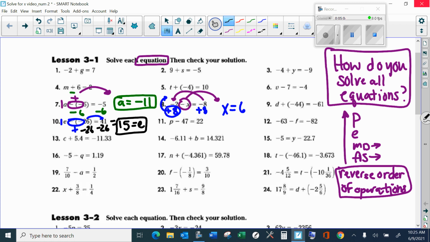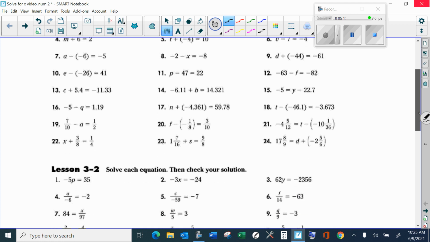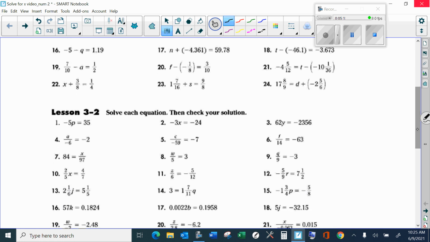Okay, let's see. I'm going to erase all this now. That's the nice thing with the video. You can always rewind it and go back to catch anything you missed. We're going to write down... Now we're going to look at this section, 19 through 24.